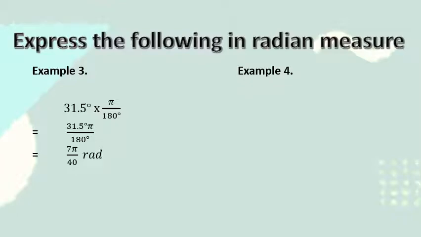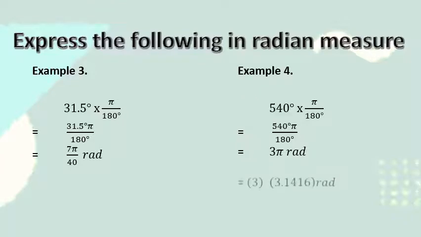For this last example, we have to get the exact or the numerical value using 3.14. Let's convert it as well. Given 540 degrees as your angle, multiply it by pi over 180. We have 540 degrees times pi over 180. Let's reduce it also. The GCF is 180. 540 divided by 180 is 3. 180 divided by 180 is 1. So 3 over 1, we have 3 pi radians.